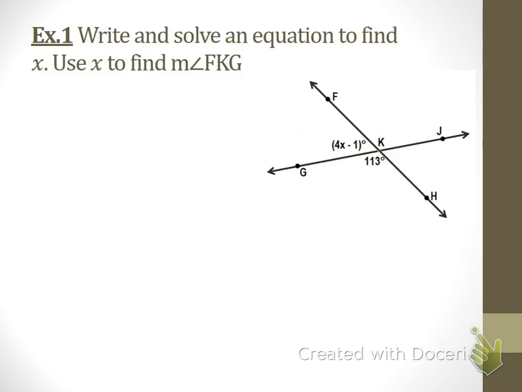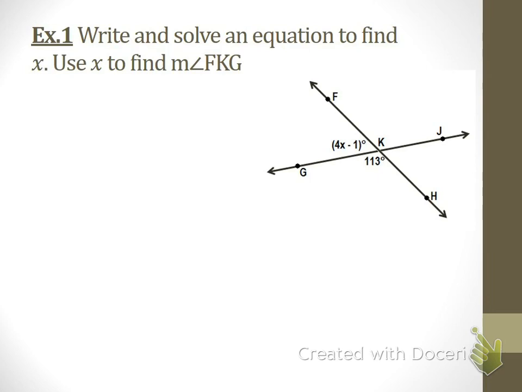All right, first up, write and solve an equation to find x. Use x to find the measure of angle FKG. Now, let me just start this off by saying I know you could find the measure of angle FKG without x. That is possible, but we're going to follow their directions. So first of all, we need to write an equation that we would be able to solve for x.